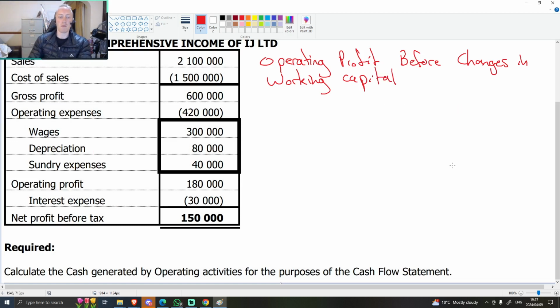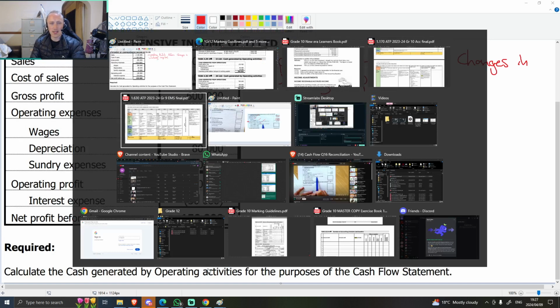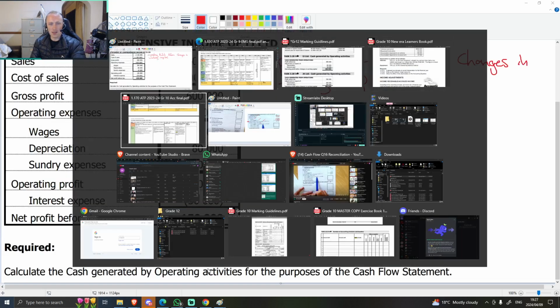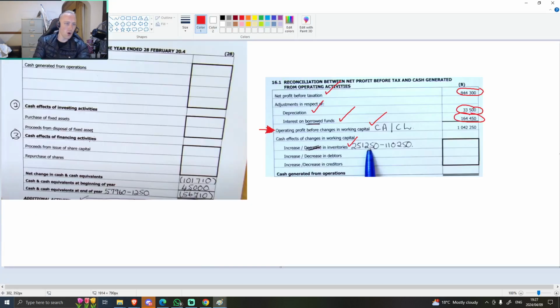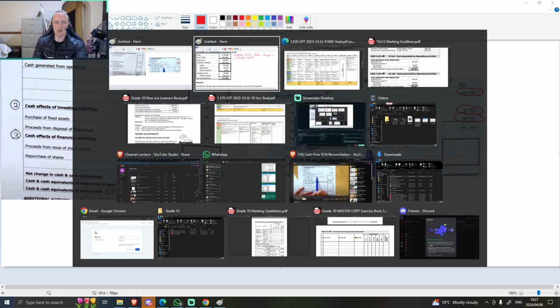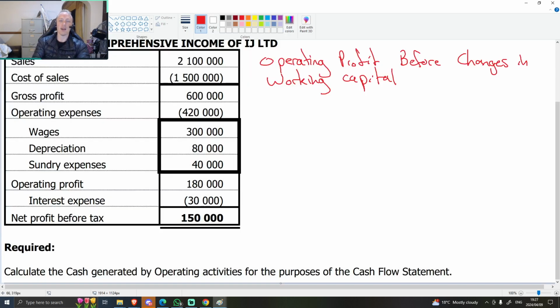All right. So it says required, calculate the cash generated by operating activities. That's not quite correct. Cash generated from operating activities is this whole long one here that I just explained, that long process. We're not actually doing that. What we're actually doing is we are getting the operating profit before changes in working capital. And how do we do that?